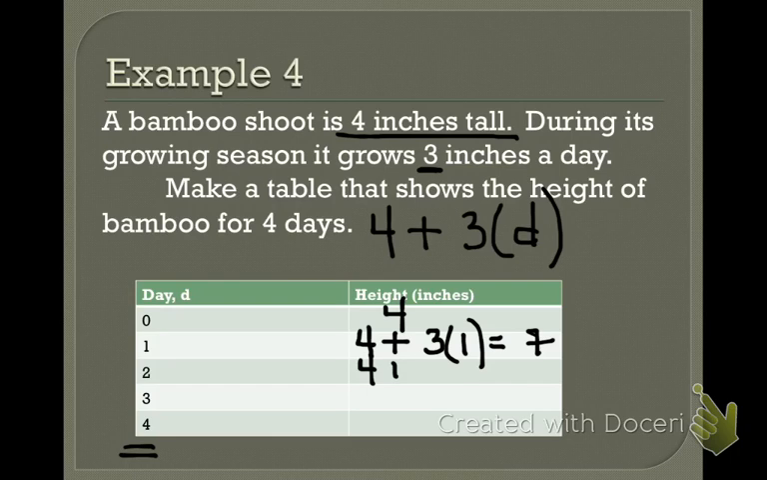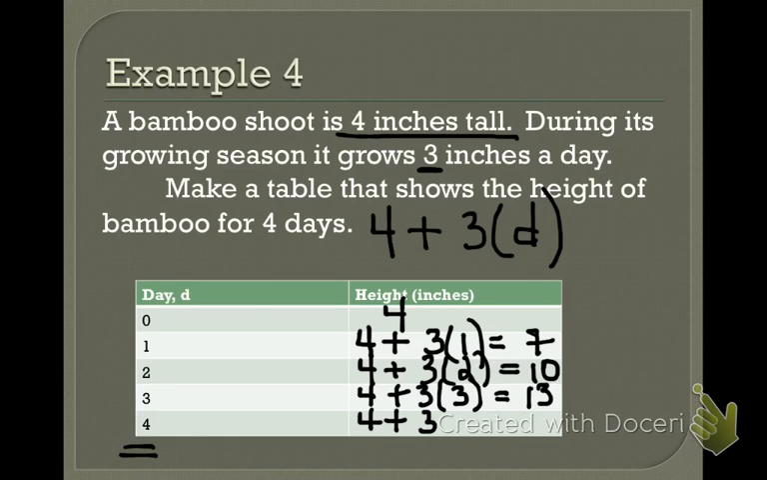So I'm starting at my 4. Now, if I have my bamboo shoot growing for 2 days, I'm going to put 2 in there. So 4 plus 6 equals 10. I'm going to continue on with the same pattern. 4 plus 3 times 3, because now I'm at day 3. So now I have 4 plus 9 is 13. Same thing, starting at 4, it grows 3 inches per day, and I have 4 days. So 4 plus 12 gives me 16.